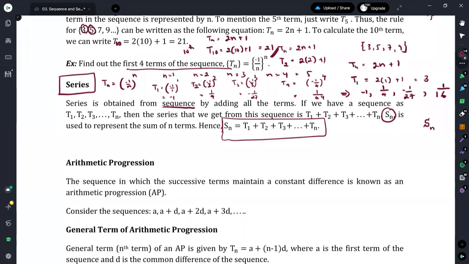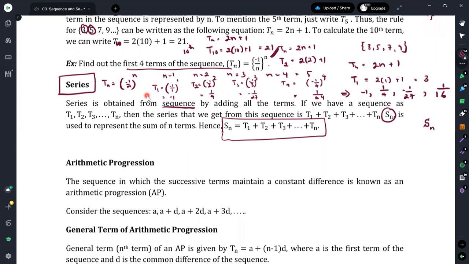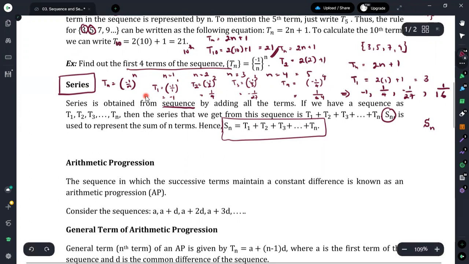This is how we obtain the series. If I brief about this, a series is obtained from a sequence, and simply what we have to do is add the terms of a sequence to each other to obtain a series.